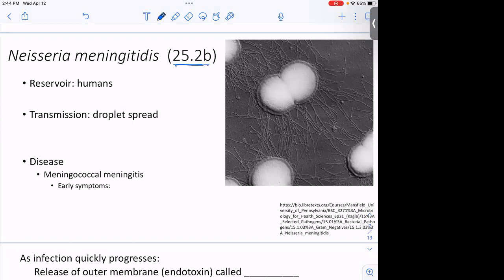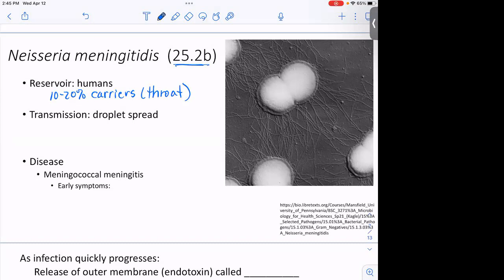Okay, so the reservoir is humans. We think about 10 to 20% of us are carriers, which is kind of astonishing because it's such a severe infection for reasons that we don't understand. So this would be carriers in the upper respiratory tract or throat. For reasons we don't understand, sometimes it gets into the bloodstream and then causes inflammation, particularly in the meninges, which is this 3-layered membrane that protects our brain and spinal cord.